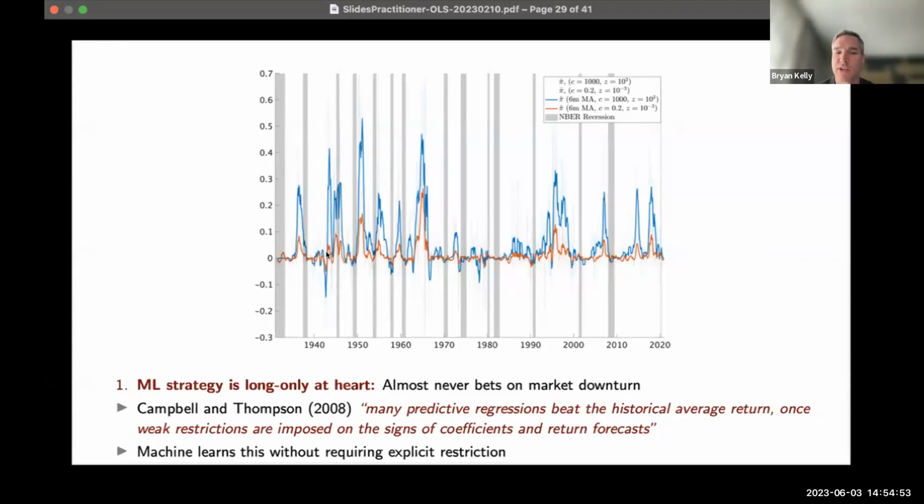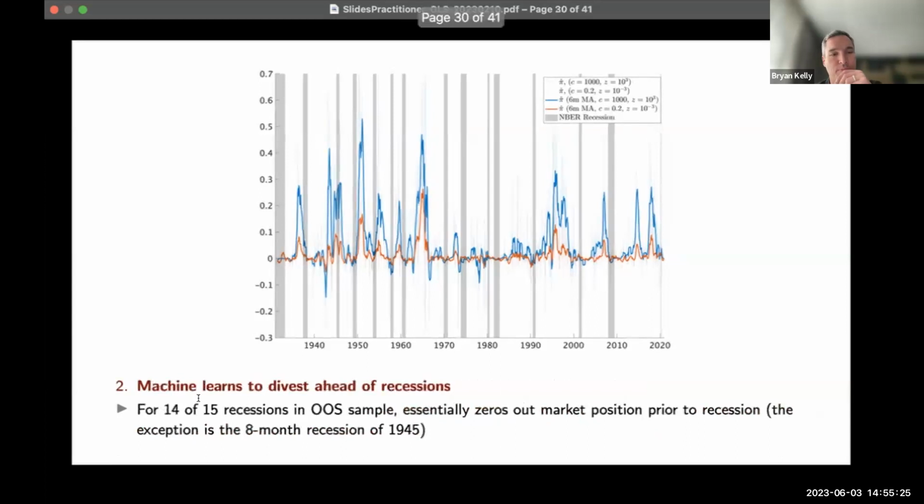This has an interesting connection with the prior literature on return prediction. For example, John Campbell has some work that says that if you impose a simple economic restriction like expected returns should never be negative for the market, a simple equilibrium restriction from finance, you can improve the forecasts and trading strategy behavior in a timing strategy. We get this without telling our model to do it. The machine learning model learns to be a long-only strategy, to never use negative expected returns.